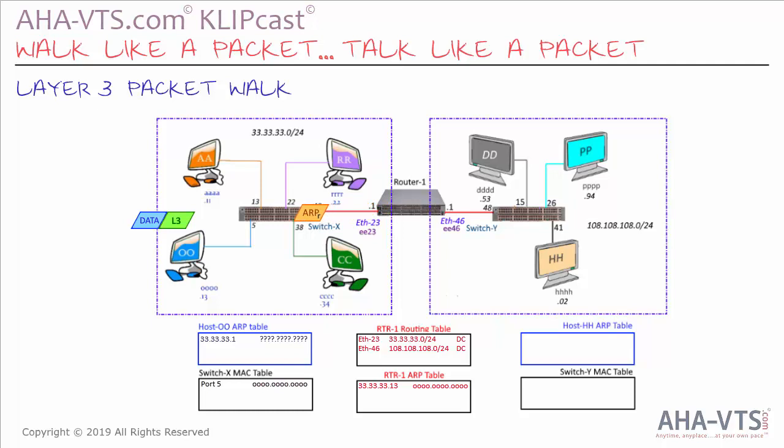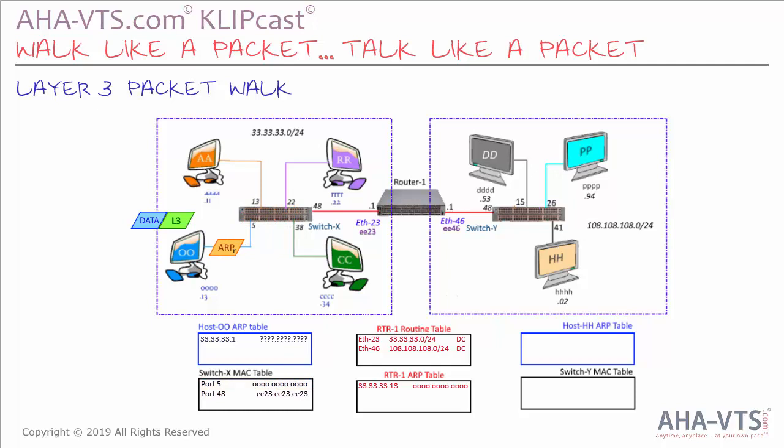When switch X receives the reply, it will update its MAC table with the router's MAC address and the port to which it received the reply on. In this case, port 48. Again, as this reply is unicast, switch X will check its MAC table for the port and how to reach host 00. It finds that it can reach host 00 on port 5 and sends the reply out.